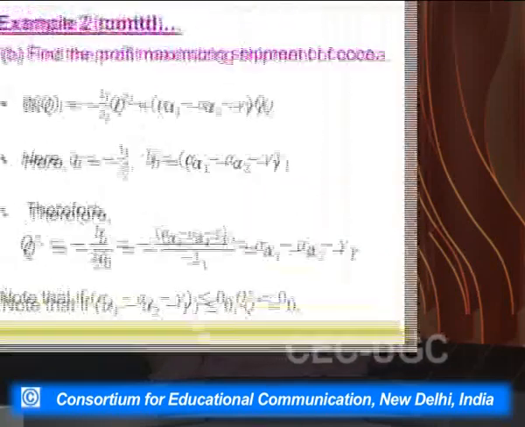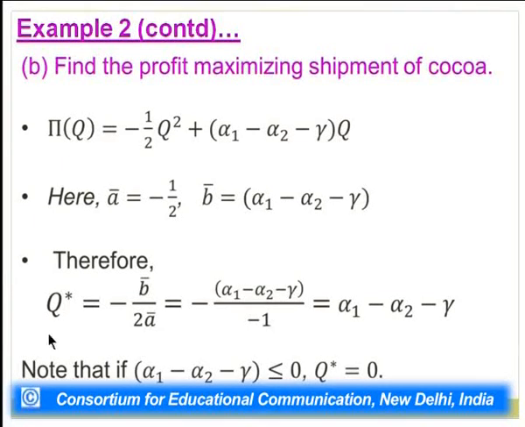The second part of the question asks you, find the profit maximizing shipment of cocoa. So we just have to maximize the expression for profits here. Now here again you can see that the coefficient of Q square is negative. So clearly this function has a max. At what point? At minus of, simply see where my cursor is pointing, here our B bar term is the coefficient of Q, which is alpha 1 minus alpha 2 minus gamma, the whole thing divided by twice the coefficient of Q square, which is minus half.